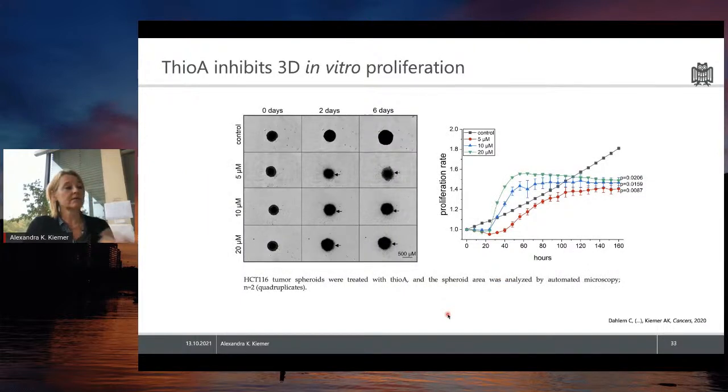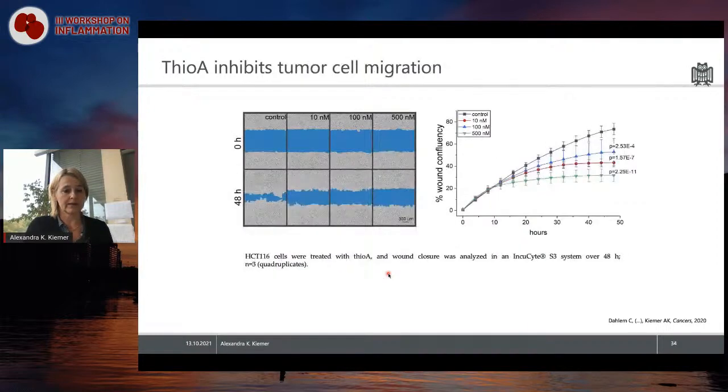And this means that the cells can proliferate less well. We have seen this in the normal 2D system, as I've shown you, but we also see this in the 3D system. If we generate tumor spheroids, you see here that the spheroids grow over time, but when we treat these spheroids with thioholgamide, we do not see this proliferation to the same extent.